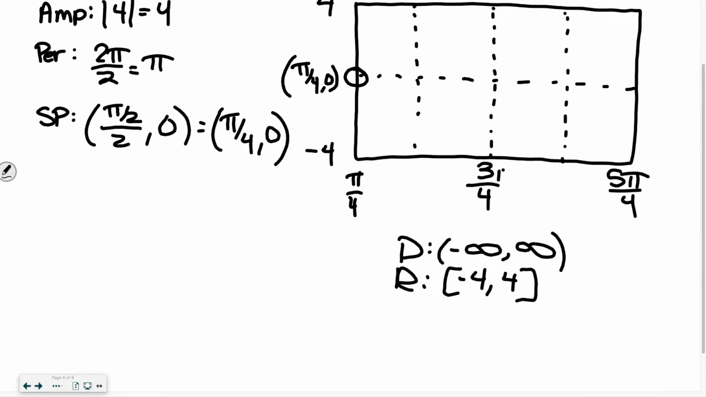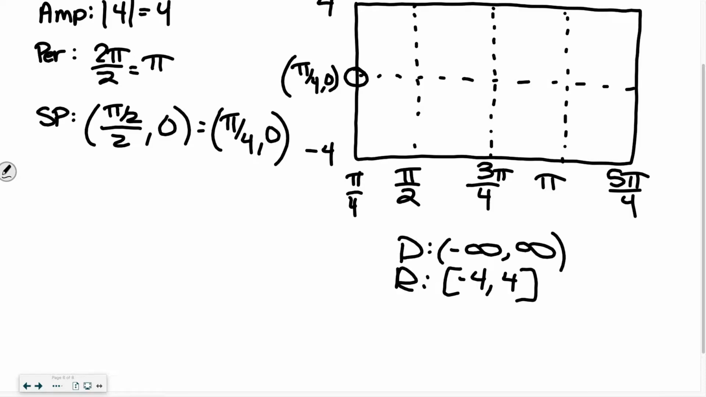Oh, pi. Sorry. And then what's in the middle of pi fourths and 3 pi fourths? 2 pi fourths, but you would write that as pi halves. And in between 3/4 pi and 5/4 pi is 4/4 pi, which is just pi.